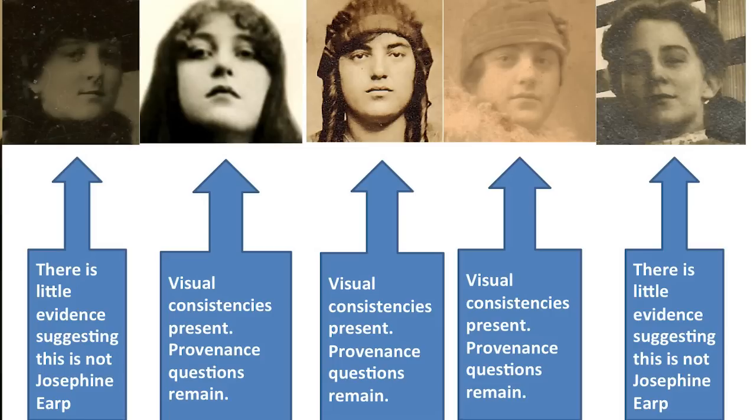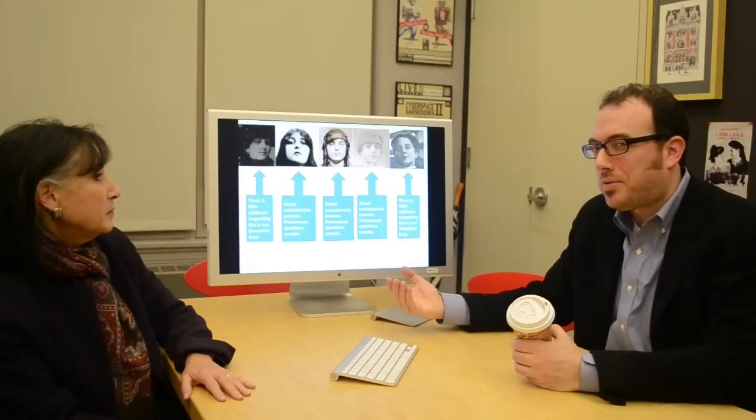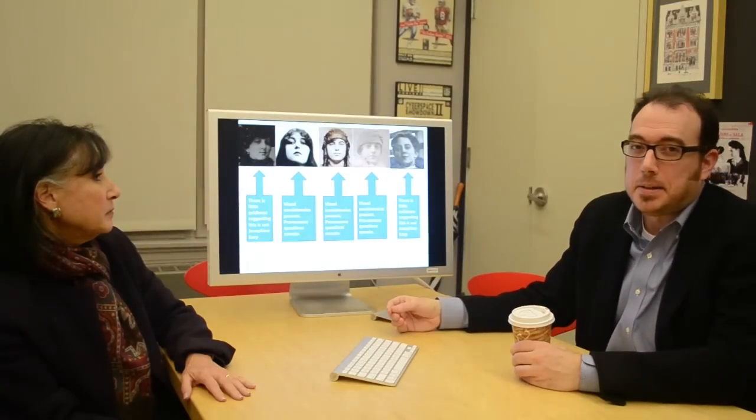So the way we're going to articulate it is this. I'm going to say it like this, that there is little evidence suggesting that this is not Josephine Earp. Okay, I didn't see any visual evidence or measurements that led me to say anything but this is Josephine Earp. So it's just kind of a double negative. There is little evidence suggesting that this is not Josephine Earp. That is, I think it is her, based on visual analysis.